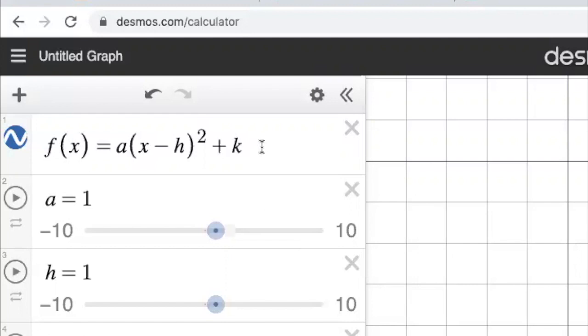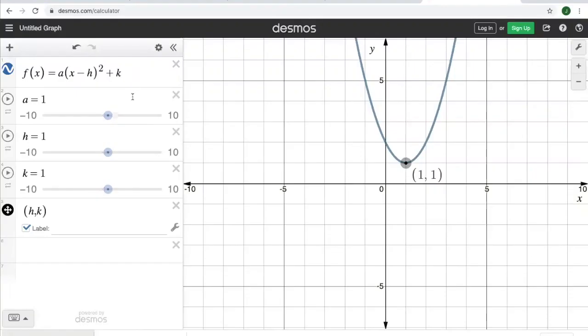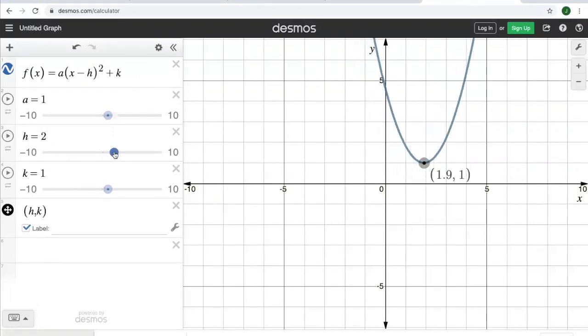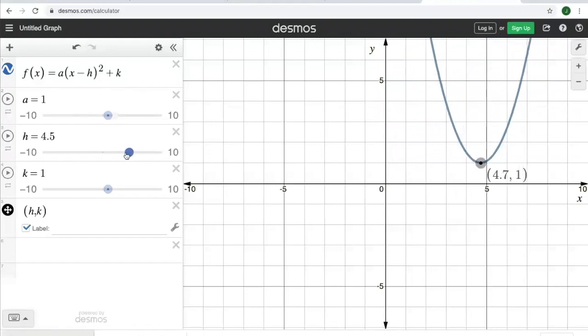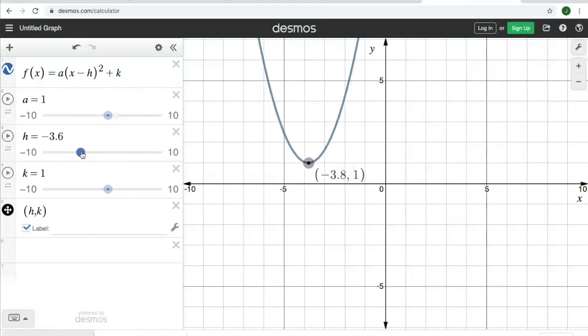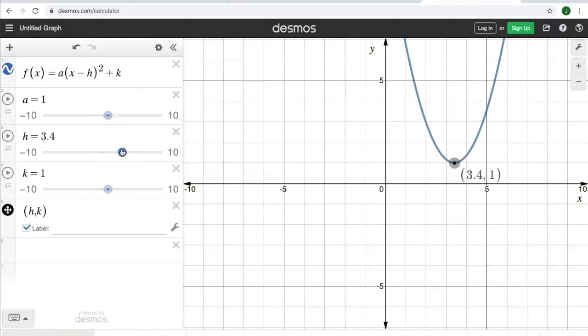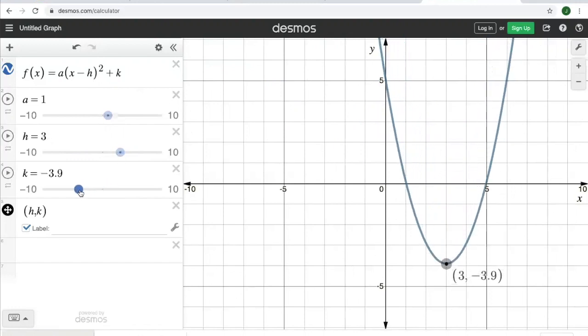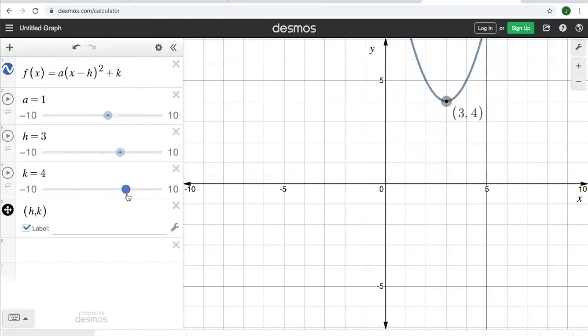In the top line, I have entered the vertex form for a parabola. And once again, I can use these sliders to manipulate my parabola. Now we said h and k are going to be the coordinates for the vertex. And notice if I move h, it's moving my parabola left to right. Let's put it at 3. And if I move k, it's moving my parabola up and down.